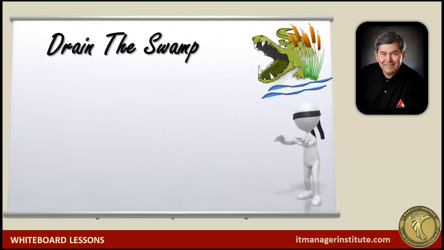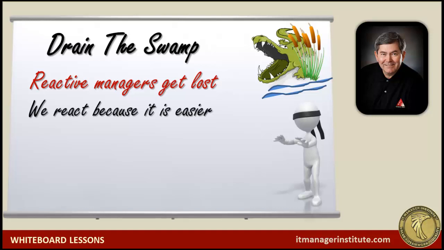So key points in Drain the Swamp are reactive managers get lost. We react because it's easier. It's very much easier to react to a situation than it is to be proactive, to plan, and to be focused. It's just easier to react. So most people in the world are actually more reactive than they are proactive.